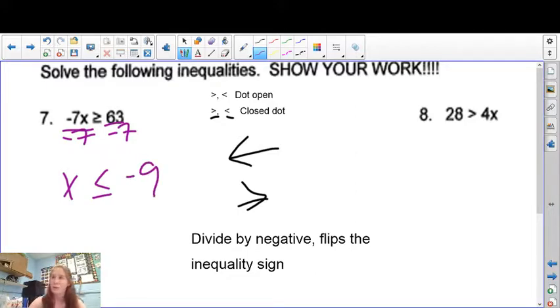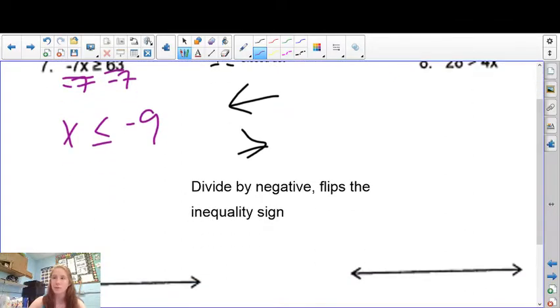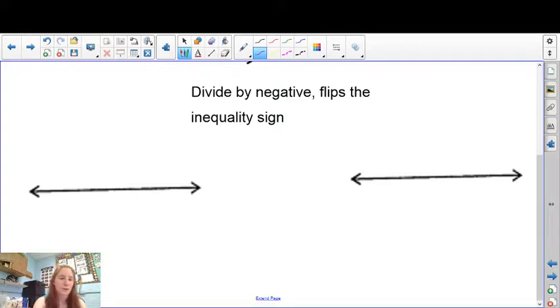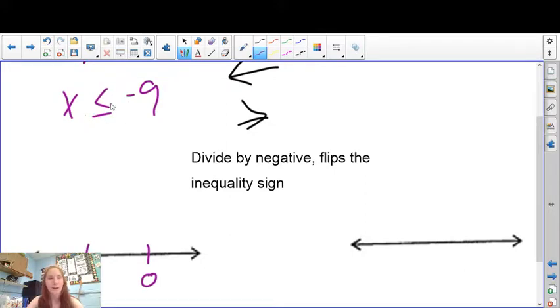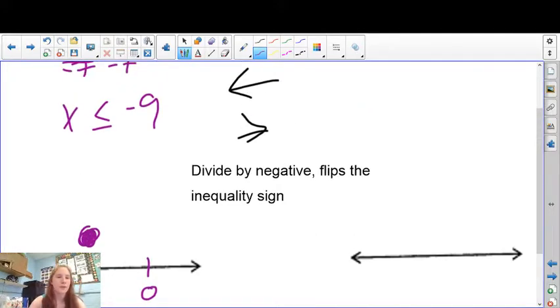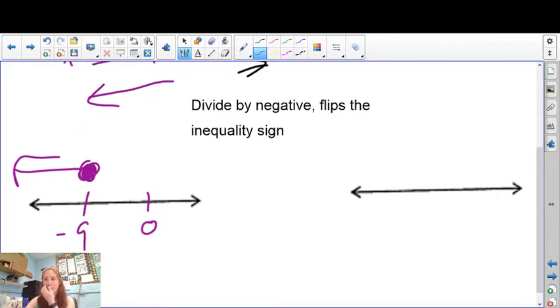So I draw my number line, which I need to scroll down. Oh, I do have it. Cool. So here's my number line. Here's 0, and -9 is to the left of that. We have less than or equal to, so it's going to be a closed dot. I'm going to pull apart my sign, so my less than turns into an arrow, and we shade to the left.